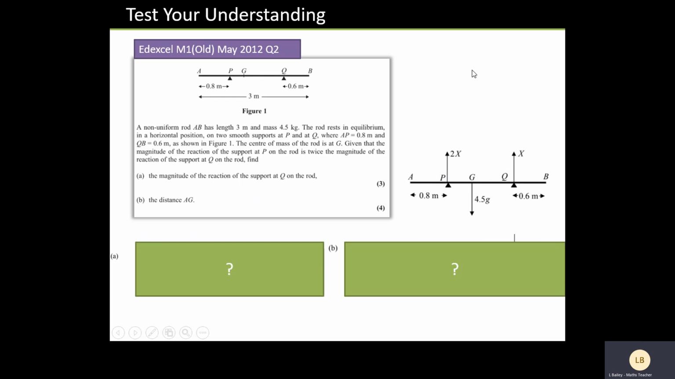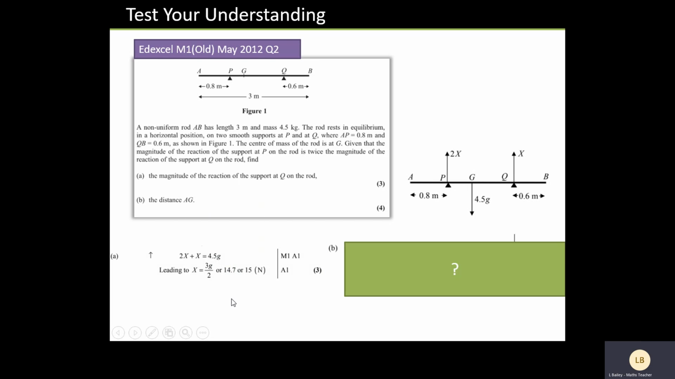Okay, key thing first, make sure you've got your diagram in. Everything in your text must be included in your diagram there. So we've got all our distances that we had there. We've also got all our forces as well. So it's 4.5 kilograms, so a force of 4.5 G. You're told that the magnitude of the reaction force at P is twice the magnitude of the reaction force at Q. So I've got 2x at P and only x at Q.